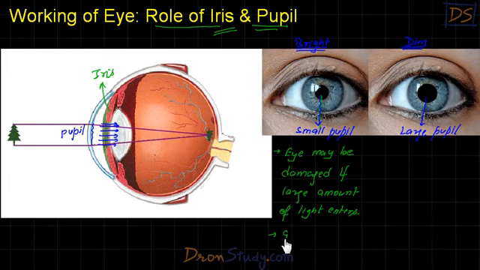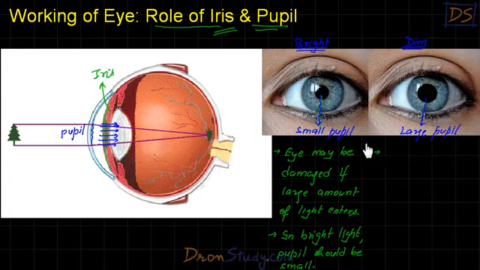So in bright light, the pupil should be small. That's why, students, we have a small pupil when we are in bright light. Right? Now what happens when we are in dim light?